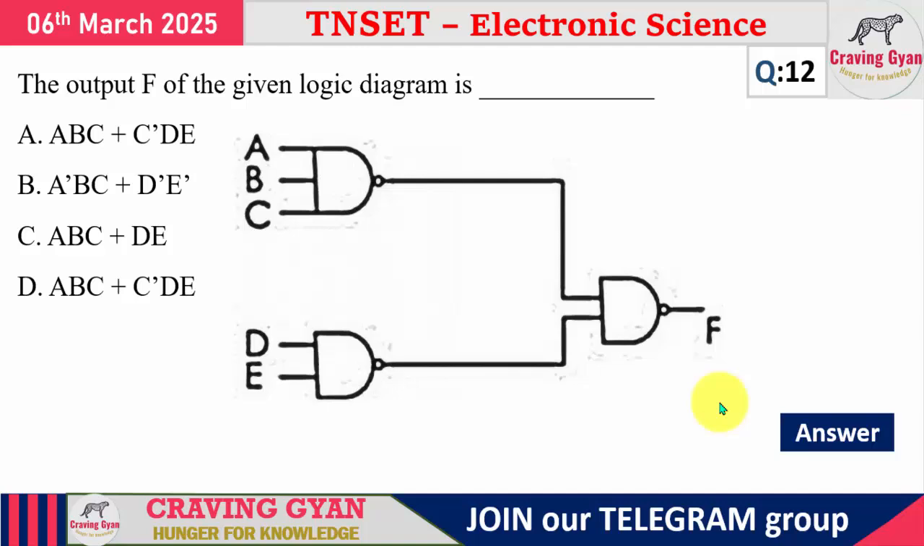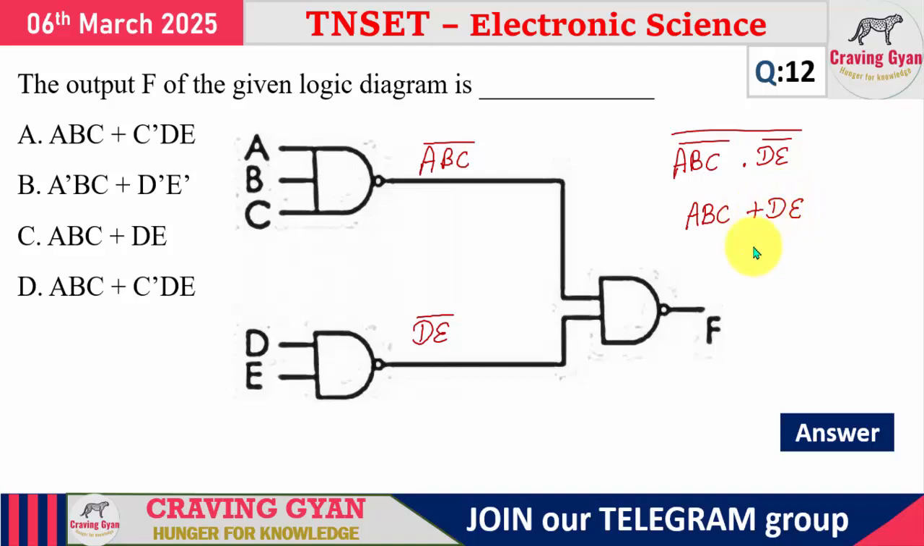12th question, a simple question from combinational circuits. What will be the output F they are asking? Now look at the things. This will be equal to A into B into C complement, and D complement. The output is A into B into C complement into D complement, the whole complement, which will be equal to ABC double complement that gets cancelled plus DE double complement that gets cancelled. So the answer is ABC plus DE. The corresponding option is option C is correct.